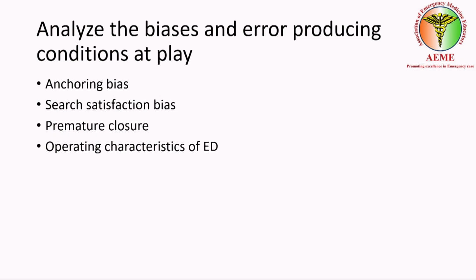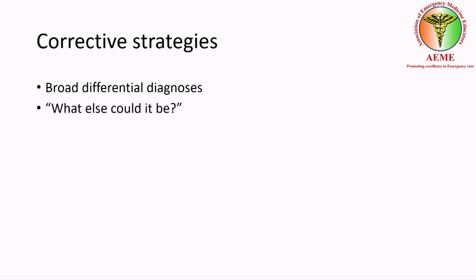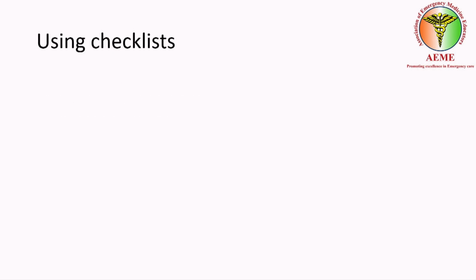And obviously, certain unique operating characteristics of ED were present at that point because of the heavy rush at that point. Now, what corrective strategies can you employ? First, you can do broad differential diagnosis, like what else could it be at the end of your final diagnosis. That is the main takeaway message in this particular case. What are the other things that you can do to minimize errors using checklists?